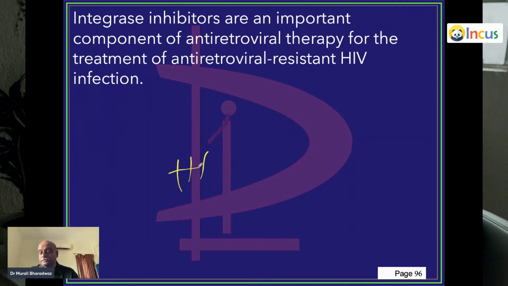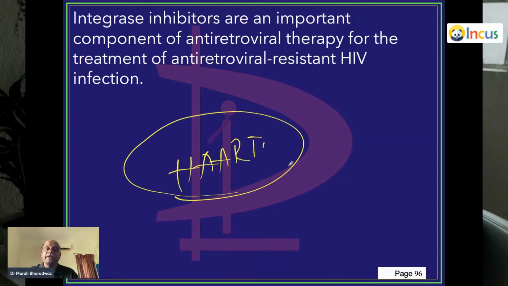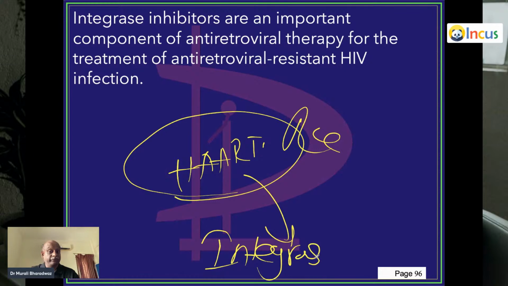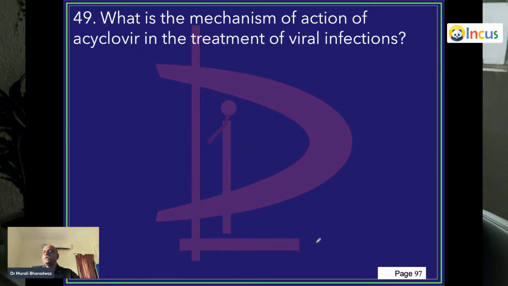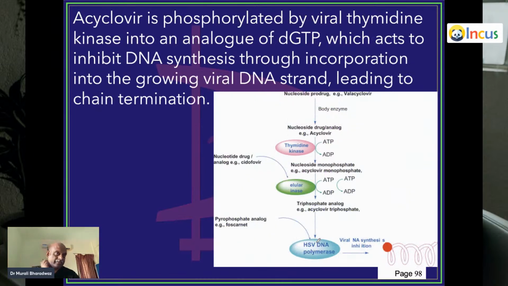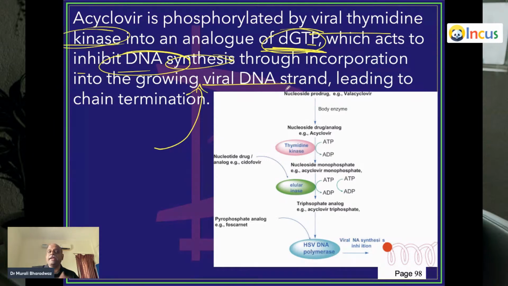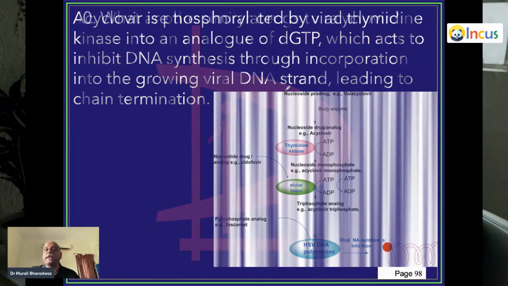So whenever highly active antiretroviral therapy resistance is there, integrase inhibitors are very helpful. This is a favorite MCQ in tomorrow's exam. What is the mechanism of action of acyclovir? Acyclovir is phosphorylated by viral thymidine kinase into an analog of deoxy-GTP, which acts to inhibit DNA synthesis by incorporating into the viral DNA strand and leading to chain termination.